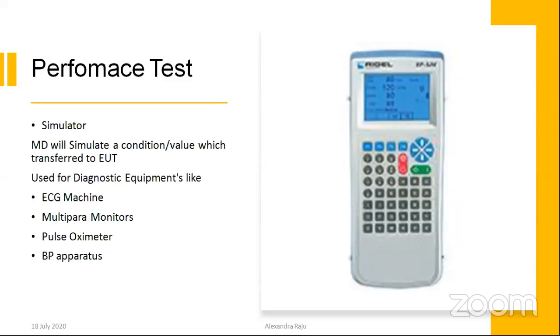Multi-para monitors, pulse oximeters, and BP apparatus, this kind of equipment can be checked with the simulators. These are mainly used for diagnostic purposes, diagnostic equipment. EUT is nothing but equipment under test. So whichever equipment we are testing is considered as an EUT.